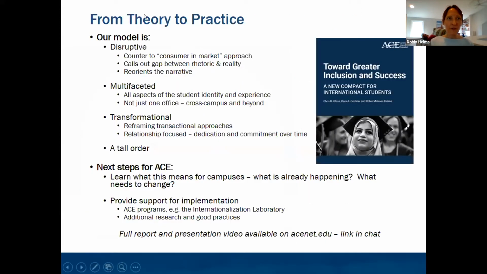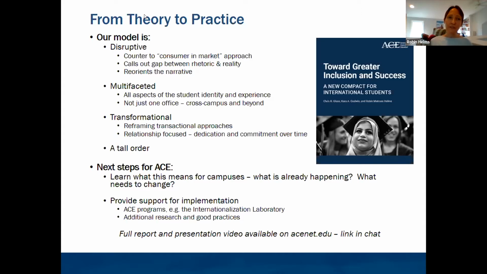And just a few more things about our model as we move to the rest of the conversation today and how we bring kind of theory to practice. So we recognize that this model is disruptive. It's counter to the consumer and market approach. It's counter to the let's bring international students to campus because they're going to pay our tuition. It calls out a gap between rhetoric and reality of the level of success that students are experiencing at this point and the levels of support they're getting.